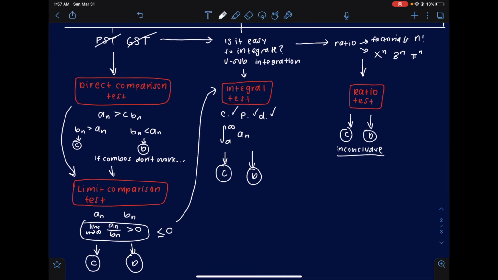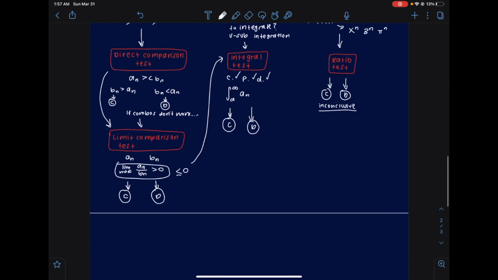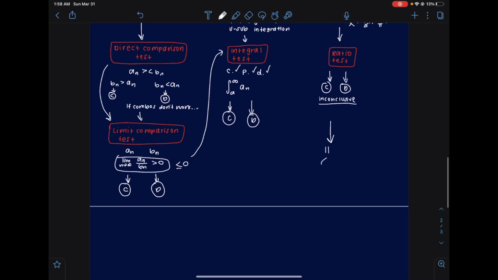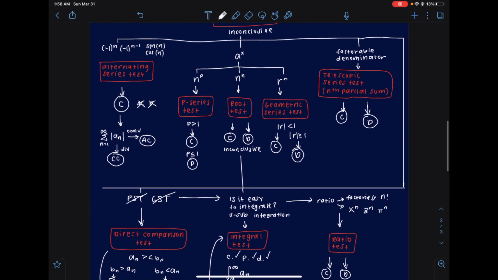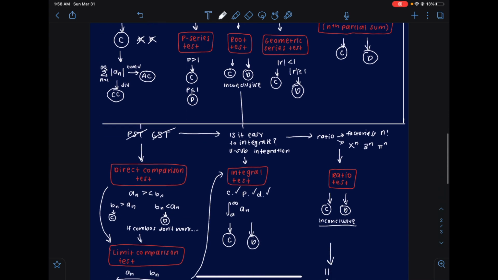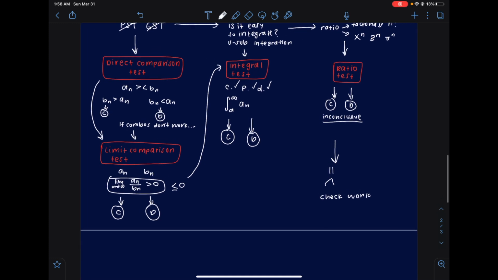Okay, so that is it. Those are the 10 tests. However, I do want to say that if everything fails, so you've tried everything in your power and nothing seems to quite work, first of all, check your work, because there is a chance that you made a silly mistake along the way. These tests are confusing sometimes, and so you want to be very mindful and very cautious.